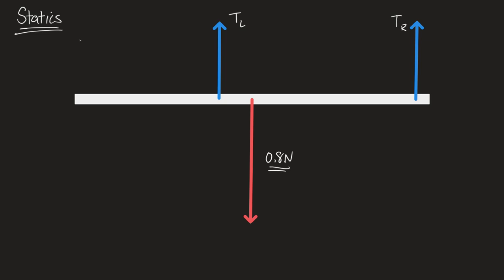Net force can only tell me so much here. I know the net force on the system is 0 because the system isn't accelerating. So if I were to write out the force equation, I have 2 upward forces and 1 downward force. Without more information, there's really no way for me to know what the 2 tensions would be. It's just not enough.